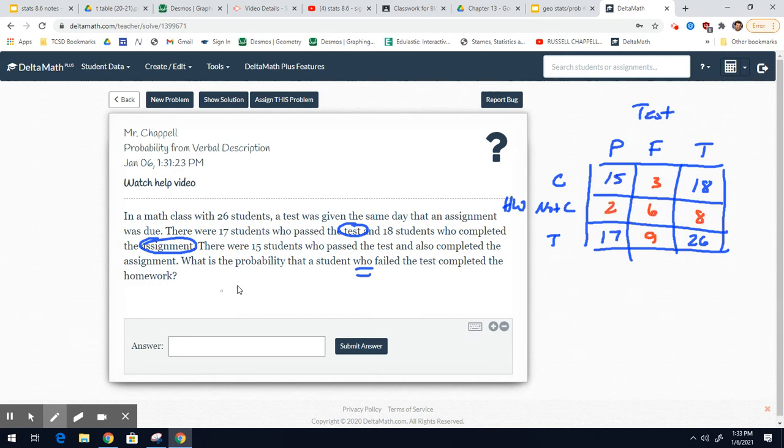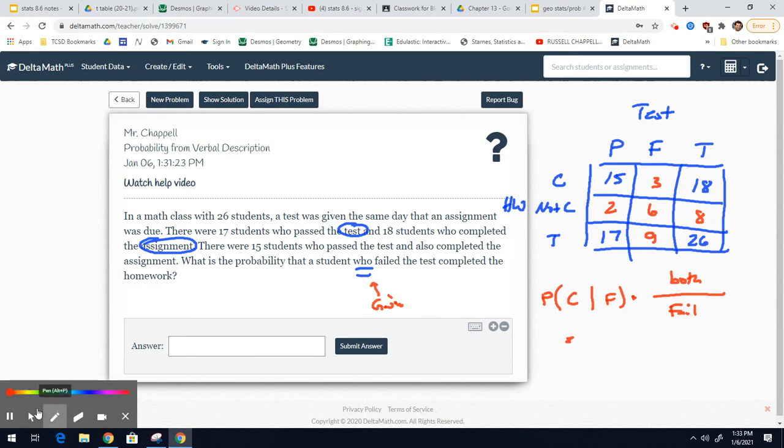Good. All right. So now, when it says the word who, remember that that's the word given. So we want to find the probability that a person who failed the test did complete their homework. So completed the homework given that they failed the test. So that means we're looking for both out of all those who failed. So again, we are only looking in this table at the ones who failed the test, and that is this column right here. This total is what we're using, not this one.